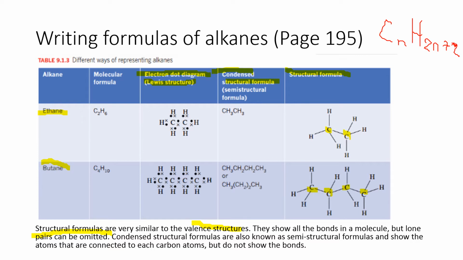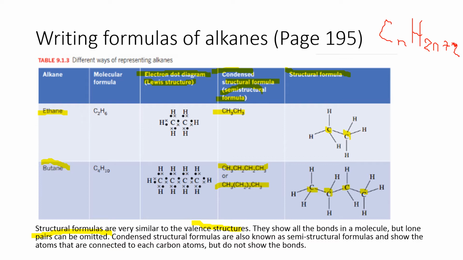The condensed structural formula is also known as a semi-structural formula, because it does not show the lines, it only shows the carbon and hydrogen. For ethane, it will be CH3CH3. Usually it is shown in that form, with how many hydrogen are bonded to each carbon, breaking up the carbon one after another. Ethane is CH3CH3, and butane will be CH3CH2CH2CH3, or CH3(CH2)2CH3.